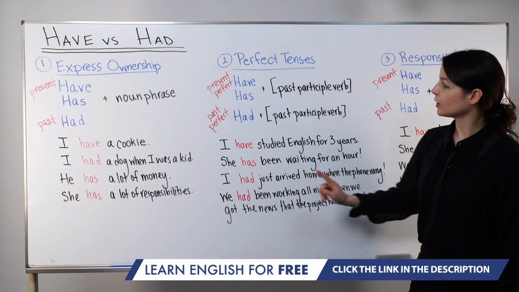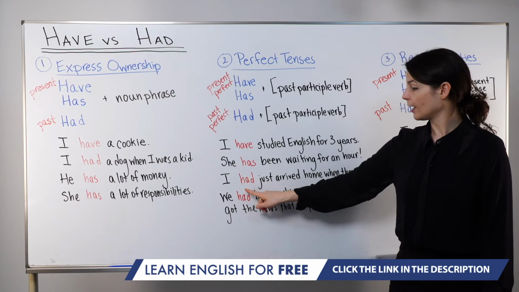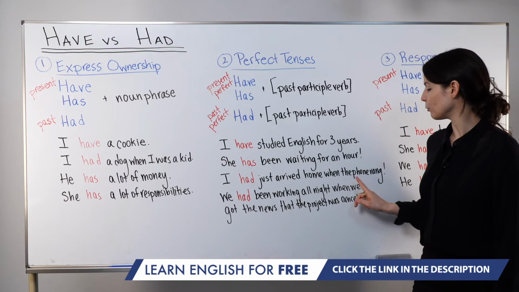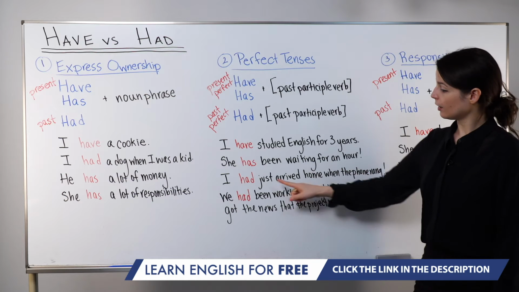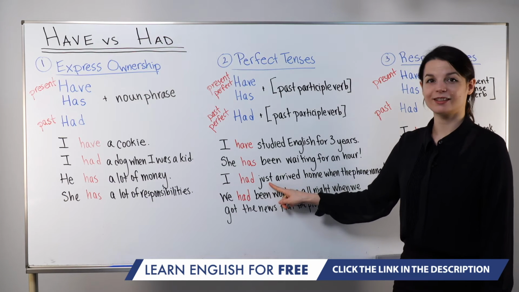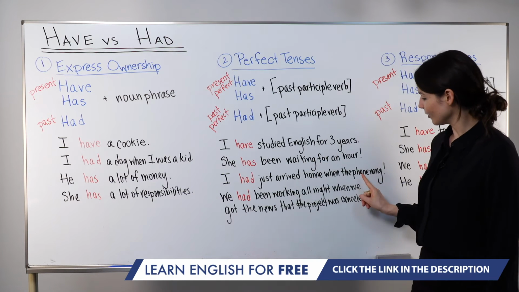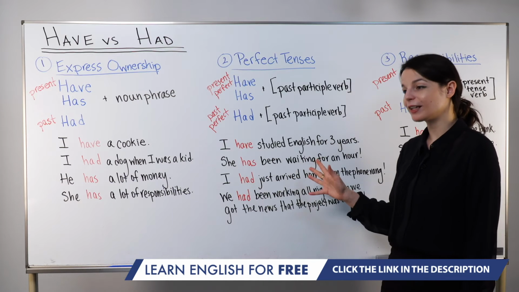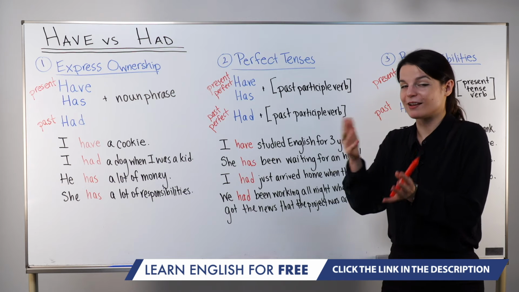Now, let's take a look at some past perfect examples. I had just arrived home when the phone rang. Here you'll notice I included "just." I want to show that something happened very quickly, like back to back. So one thing happened and then another thing happened.